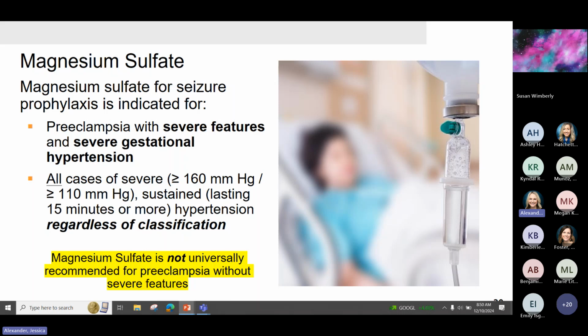Magnesium's primary focus is prophylaxis for seizures: eclampsia, preeclampsia with severe features, and severe gestational hypertension. That covers all cases of severe hypertension, defined again as greater than 160 systolic or 110 diastolic, that's sustained, regardless of the classification. In other words, whatever label you want to put on them, whether it's gestational, preeclampsia, or even superimposed chronic. Magnesium is not universally recommended for preeclampsia without severe features. You would find some differences of opinion on this. Some feel that if you've made the diagnosis, prophylaxis should be initiated. But most experts in the field feel the primary focus for magnesium should be on severe preeclampsia.